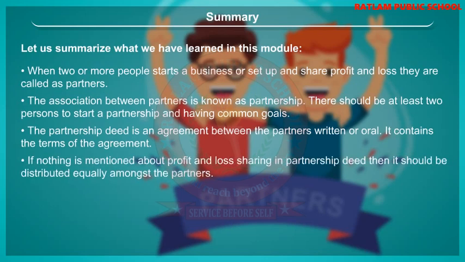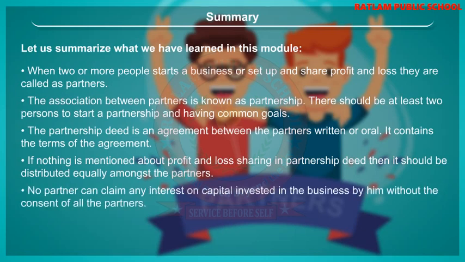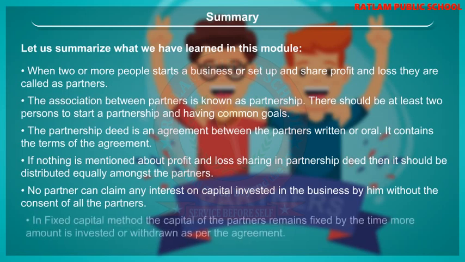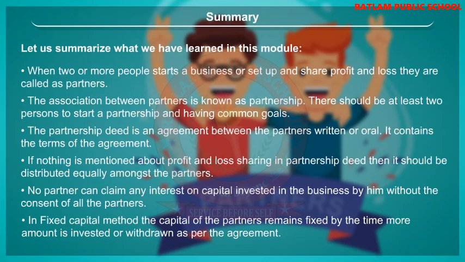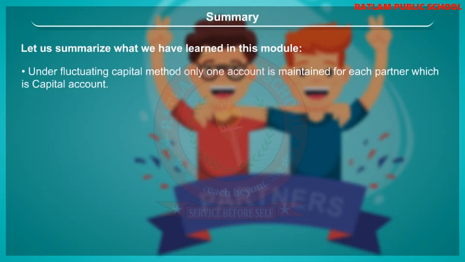If nothing is mentioned about profit and loss sharing in the partnership deed, then it should be distributed equally amongst the partners. No partner can claim any interest on capital invested in the business by him without the consent of all the partners. In the fixed capital method, the capital of the partners remains fixed, until more amount is invested or withdrawn as per the agreement. Under the fluctuating capital method, only one account is maintained for each partner, which is the capital account.